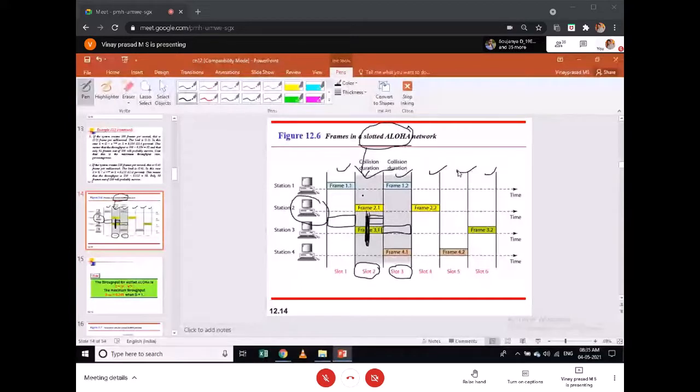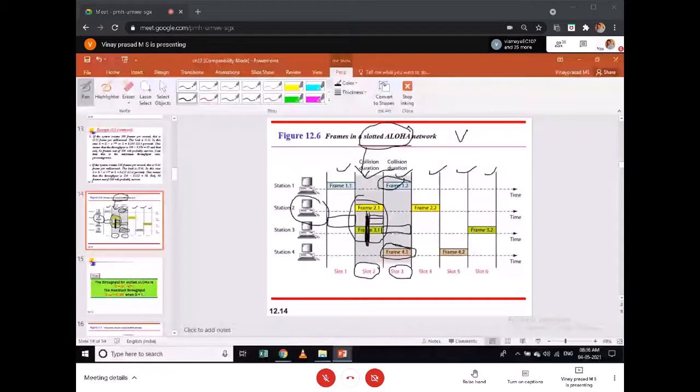See here in this slot, station 2 and station 3 were transmitting their data. And in this slot, station 1 and station 4 were transmitting their data, isn't it? If this situation comes, then the frames collide. In one slot, if more than one station is transmitting data, that leads to a collision.